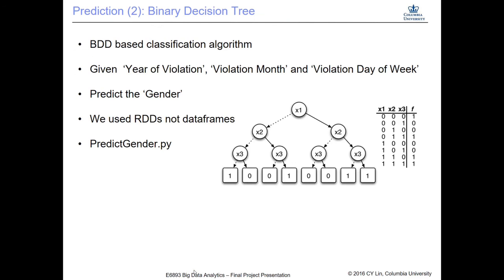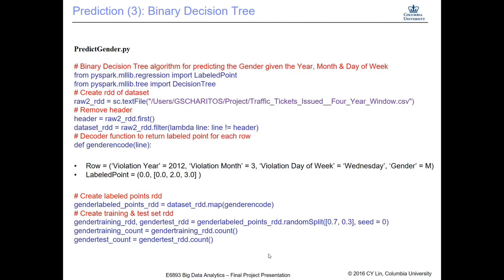The first algorithm we implemented is the binary decision tree. It is a BDD-based classification algorithm. It takes as an input the number of variables and the number of possible values each variable can have, and creates a decision tree. Initially, we created a binary decision tree algorithm to predict the gender of the violation given the year of violation, the violation month, and violation day of week. We will predict the gender given these three columns.